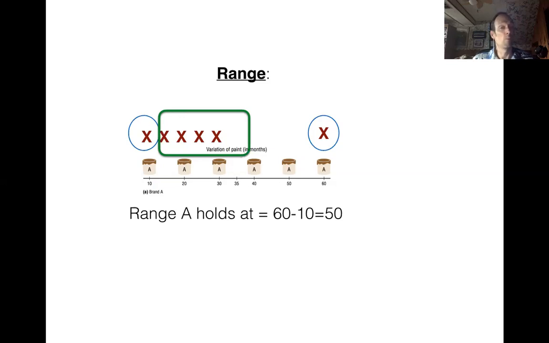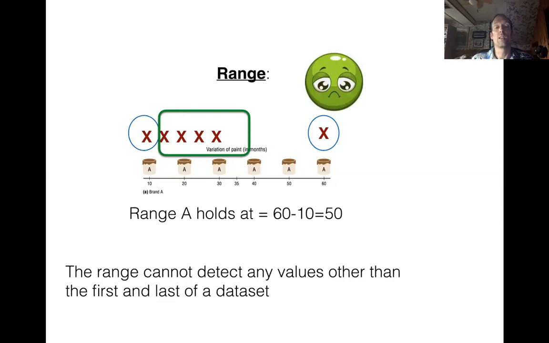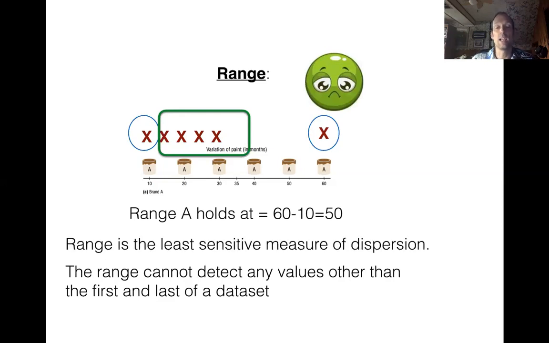And that's a really big problem for us. That's bad because it means that if the range can only see two values, it's completely oblivious to everything else in the data set. And that's what makes it the least sensitive measure of dispersion. So if we want to use something more sophisticated, we're going to have to go far beyond the range if we want to take the position of each number into account in the data set.